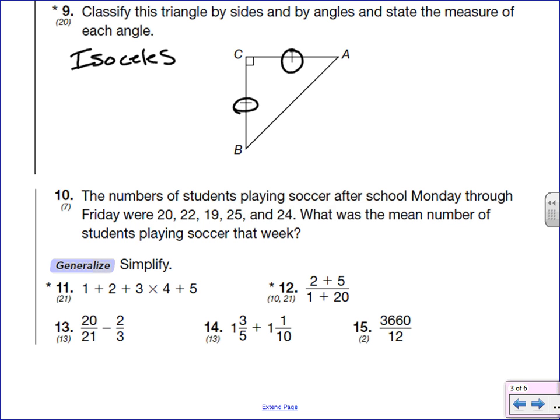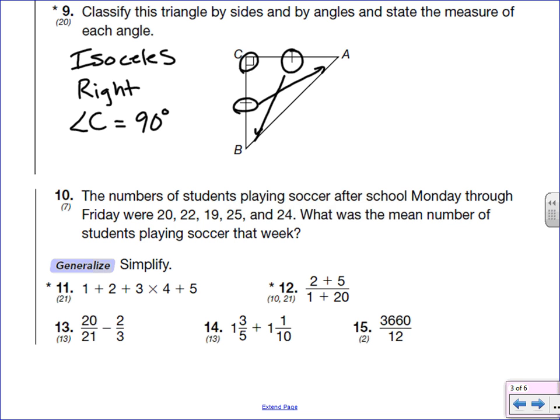Then it says to classify it by angles, and this right here tells us that it's a right triangle because it has a right angle. And then state the measure of each angle. So angle C is 90 degrees. We already know that. And then angles B and A are going to be the same because their sides are the same. When sides match, the angles match.